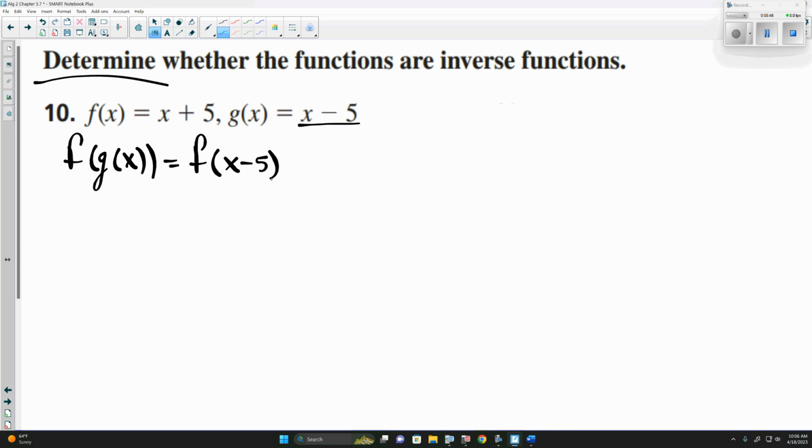Now we're going to plug x minus 5 into every x in f of x, which tells us that we have x minus 5 plus 5. We can drop the parentheses, our negative 5 plus 5 simplify out, telling us that it is x.